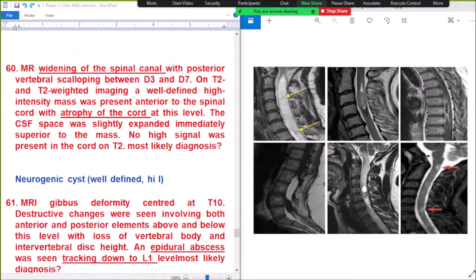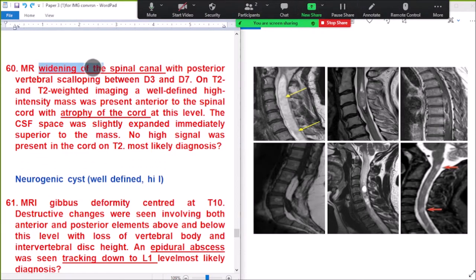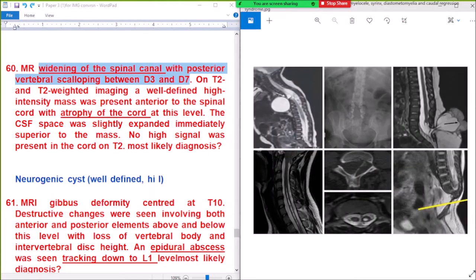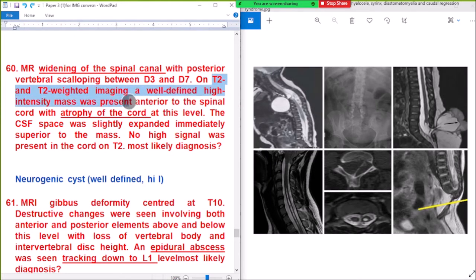Question 60. MRI shows widening of the spinal canal with posterior vertebral body scalloping between T3 and T7. On T1 and T2 weighted images, a well-defined high signal mass was present anterior to the spinal cord with atrophy of the cord at this level. The CSF space was slightly expanded immediately superior to the mass. No high signal was present in the cord on T2. Most likely diagnosis: neurenteric cyst.